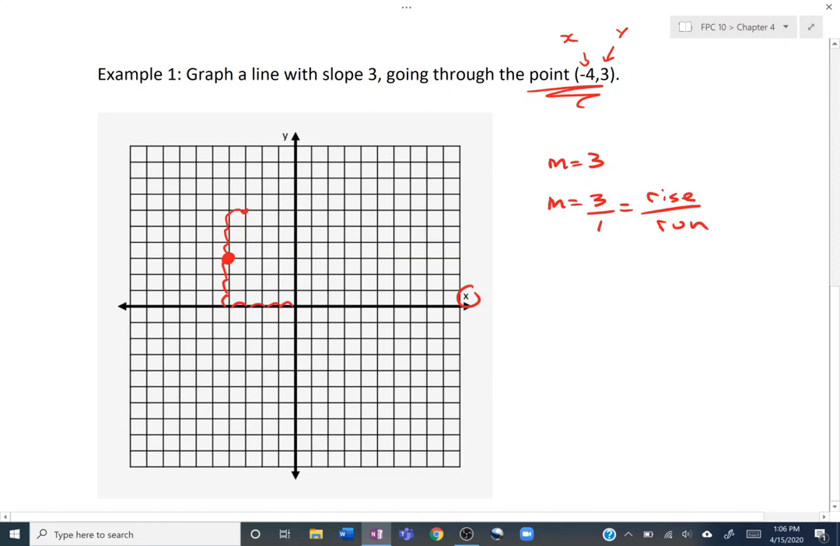And we can keep doing this if we'd like. 1, 2, 3, over 1, rise over run, 3. And there we have 3 points that are on our line.